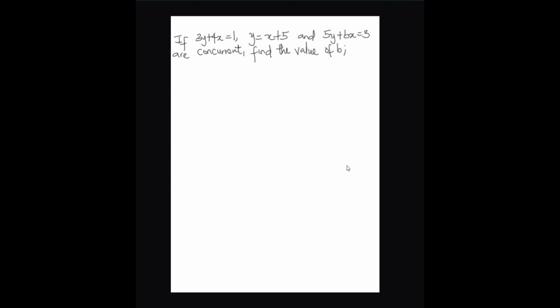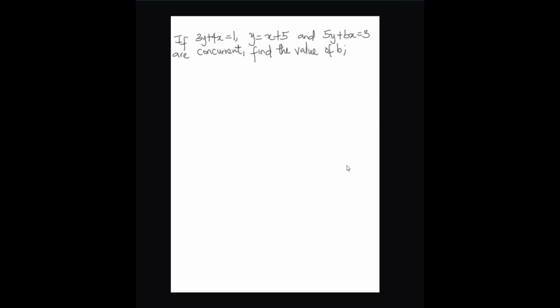So the first thing you need to know is what the meaning of concurrent is. When you say two or more lines are concurrent, it means the lines intersect at the same point. So the first step to this question is for us to find the intersection between the first two lines, after which we can use that to find the unknown, which is b. So let's dive right into it.